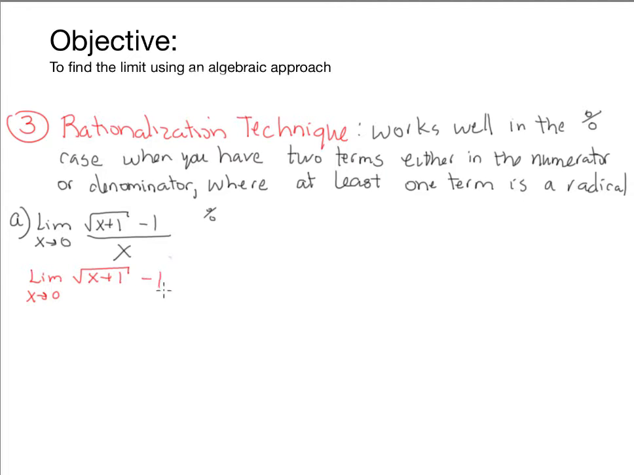You start by copying down the problem just like it is. Now we're going to multiply by 1, but I'm going to choose this 1 to be the conjugate of our radical binomial. So I'm going to multiply by the square root of x plus 1 divided by the square root of x plus 1 quantity plus 1.